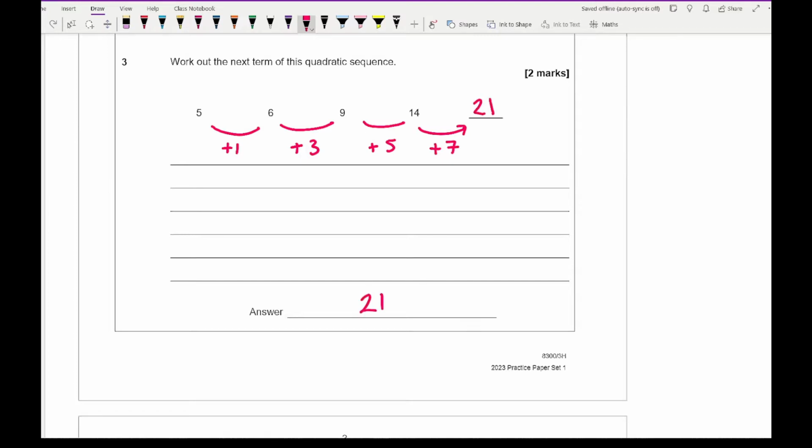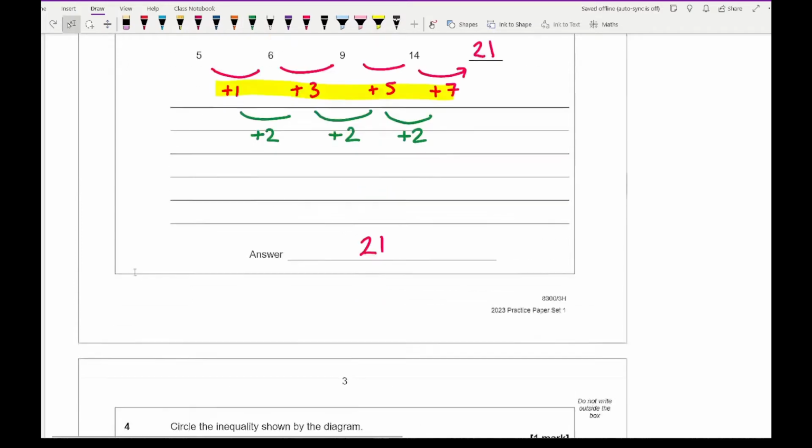Now because it is a quadratic, it basically means that the double difference should be the same, and as you can see it's +2, so 5 plus 2 is 7, so that's what the difference is going to be. We can go that way, but if you just wrote 1, 3, 5 and 7, that should be enough to get you your method mark.